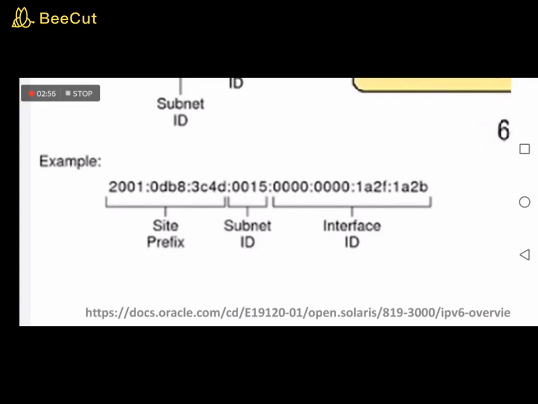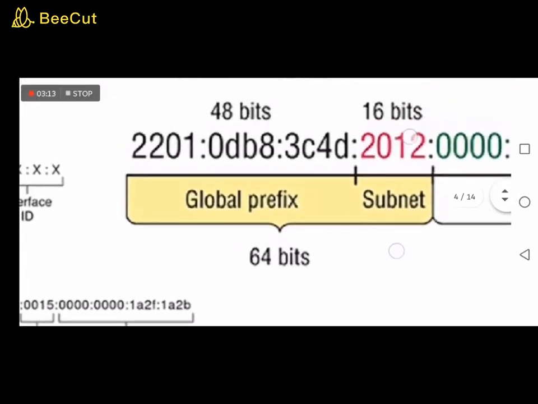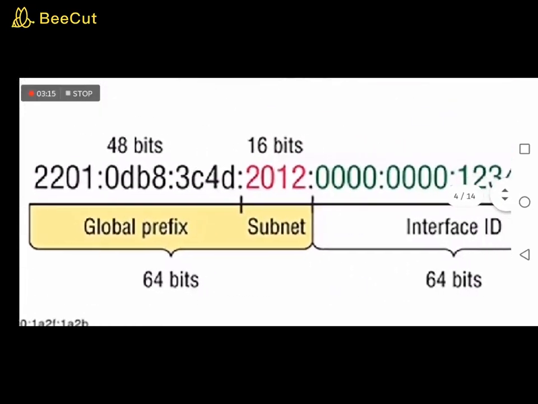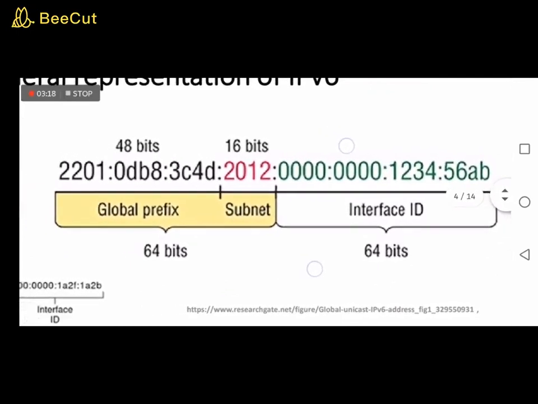This address is composed of 3 parts. The left 32 bits represent the site prefix, then 16 bits of subnet ID, then 64 bits for the interface ID. Another view for the IPv6 representation: here IPv6 shows 2 halves. The left half represents 64 bits for the network, including the global prefix with subnet bits.